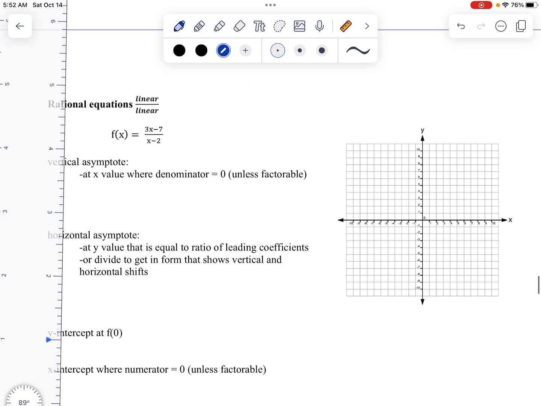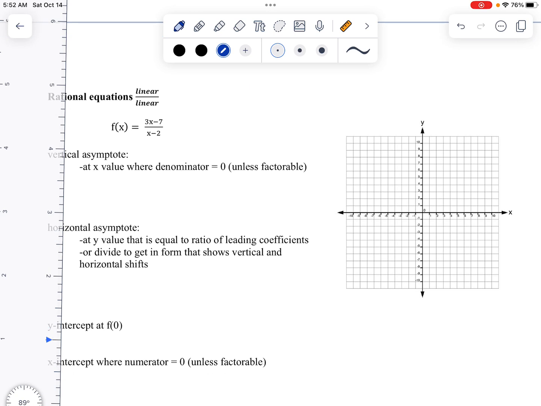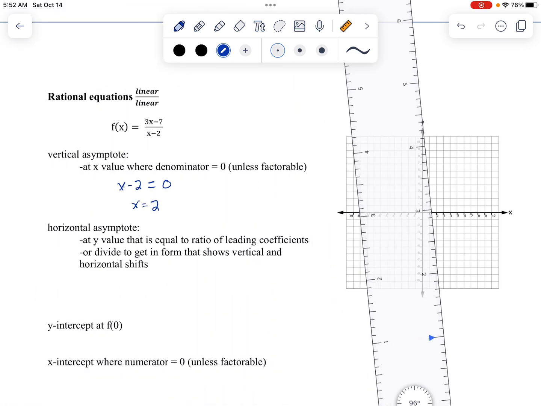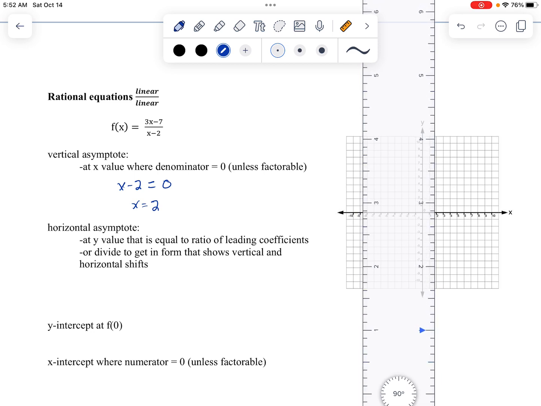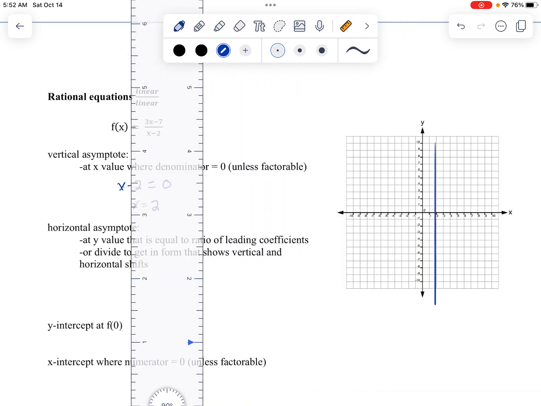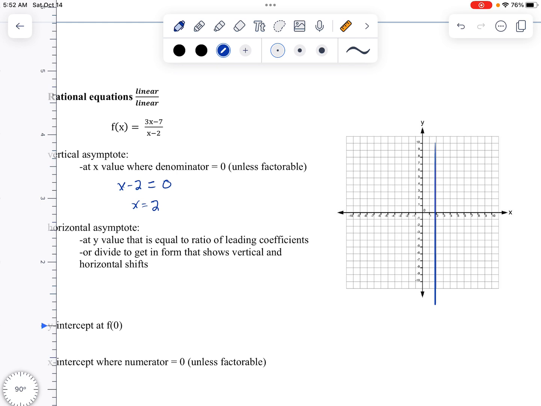Well, first of all, we always want to determine what happened to my asymptotes. So first of all, we're going to have a vertical asymptote at an x value where the denominator equals 0. So I look at my denominator, x minus 2. I set it equal to 0 and I solve it. I'm going to have a vertical asymptote at x equals 2. So here's my vertical asymptote.